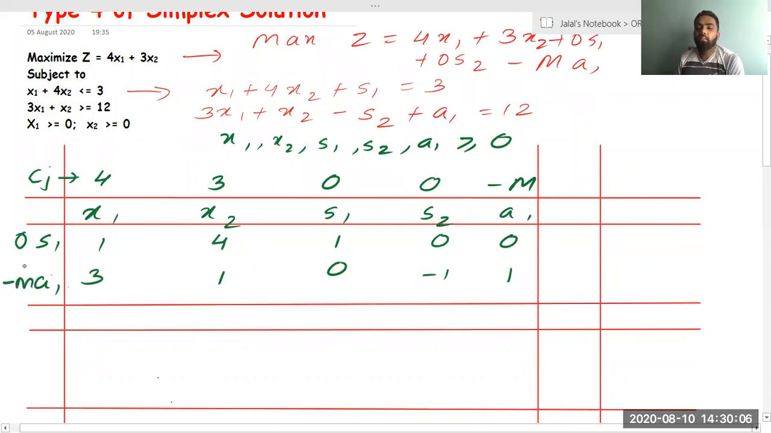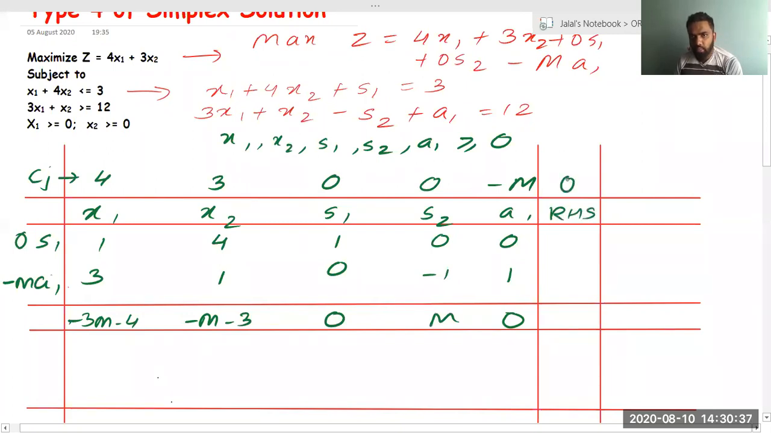Now I'll try to multiply. Whenever you multiply with big M, always do it carefully. 0 into 1, 0, minus 3M minus 4. So minus 3M minus 4. Now 0 into 4, 0, minus M minus 3. So this is minus M minus 3. Now 0 into 1, 0, minus M into 0 is again 0. We already know that these two terms will be 0. You can just check it. Now 0 into 0, 0, minus M into minus 1 is M, M minus 0 is M.